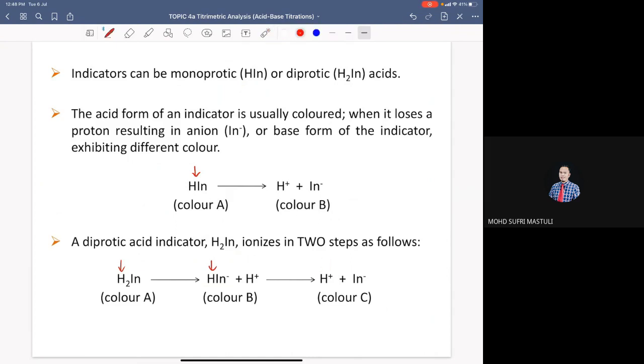It can be further ionized to form H plus, so it can form another color. So just remember, an indicator can be monoprotic or diprotic. Normally, an indicator changes color from one color to another when the indicator loses a proton. For the diprotic, it will lose protons in two steps. Step number one, one proton is removed, and step number two, the second proton is removed.